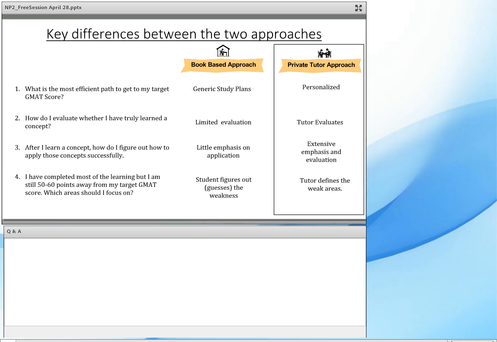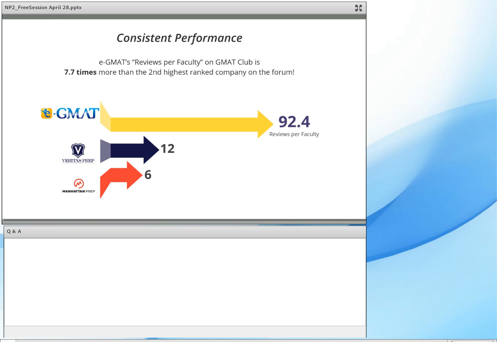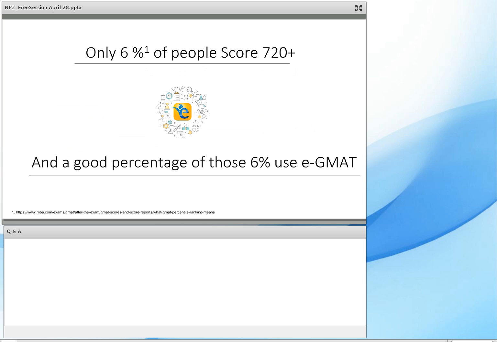Now, who's picked this technology and who's built all of this content? Some of GMAT Club's top 5 rated instructors have done this. Instructors who've been reviewed a lot more frequently on GMAT Club. So while only 6% of the people get to that 720 or higher score, you can really see why a good percentage of them use e-GMAT.